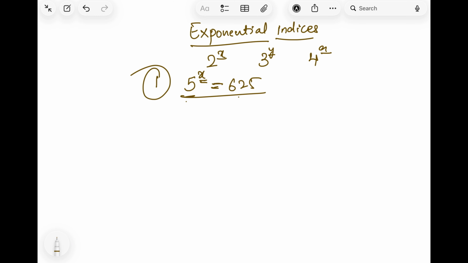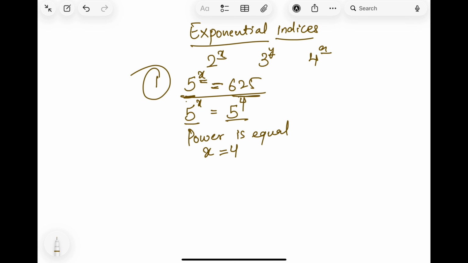That means this side and this side should become equal, right? So if the base is 5 here, can I get the base 5 here also? Yes. This becomes 5 raised to x. 5 I multiply how many times to get 625? I guess 4 times, because 25 squared is 625. So 5 raised to 4. Now if the base is same, the power is equal. So x is equal to 4. So we got the value of x.